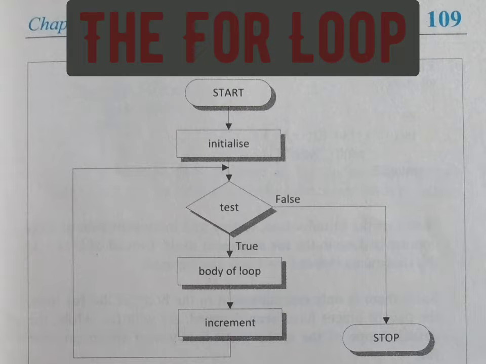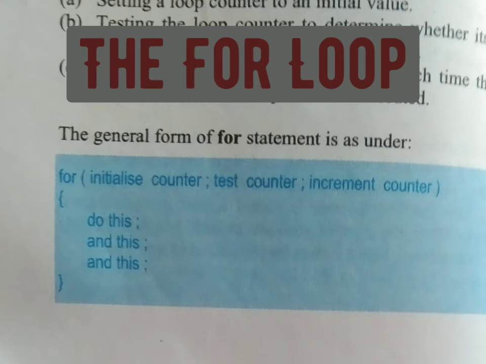First one is setting a loop counter to an initial value, then testing the loop counter to determine whether its value has reached the number of repetitions desired, then increasing the value of the loop counter each time the program segment within the loop has been executed. The general form of the for statement is shown above.